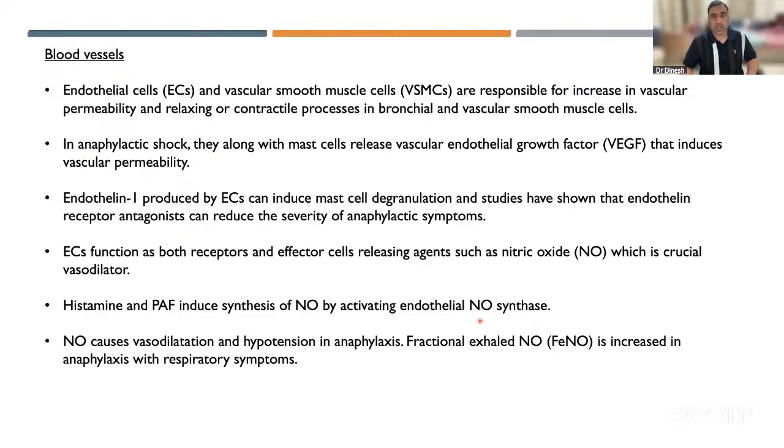The blood vessels, or the endothelial cells and the vascular smooth muscle cells, are responsible for this vasoconstriction and bronchial constriction. In anaphylaxis, especially during shock, muscle releases vascular endothelial growth factor that increases the vascular permeability. Endothelin-1, which is secreted by the blood vessels and also by monocytes and macrophages, is responsible for various severe symptoms. These endothelial cells act as both receptors and effector cells, and they mainly release nitric oxide, which we know is an important vasodilator. Histamine and PAF induce the synthesis of NO by activating endothelial NO synthase. All this NO released causes a lot of vasodilatation and hypotension in anaphylaxis. And in case of respiratory symptoms in anaphylaxis, FeNO, or fractional exhaled NO, can be used for diagnosis.